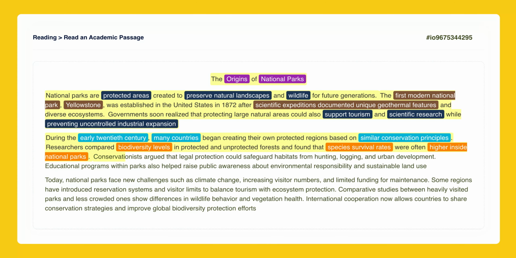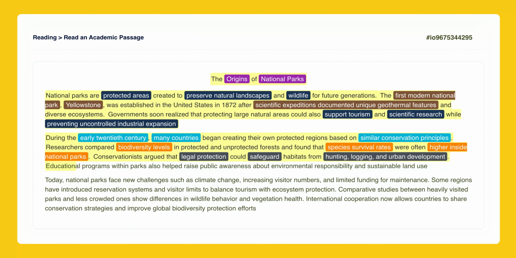Conservationists argued that legal protection could safeguard habitats from hunting, logging, and urban development. Here we have a key vocabulary word. Conservationists believed legal protection was necessary. They wanted to safeguard habitats against threats like hunting, logging, and urban development. The context here suggests that safeguard means to keep safe or defend against these harmful activities.